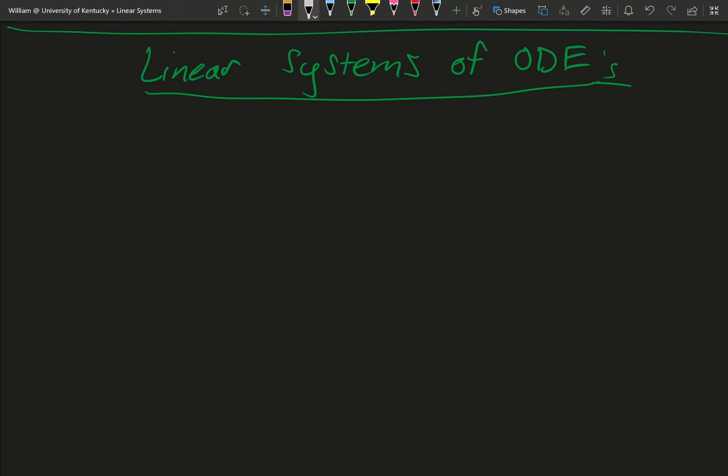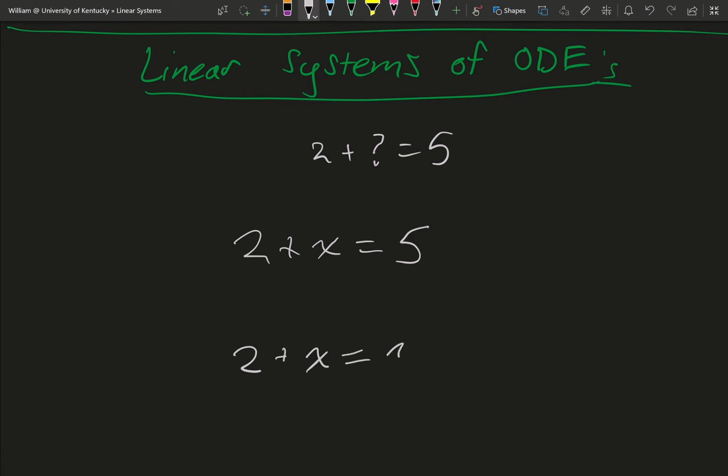Just because, for whatever reason, I like tying things back into basic algebra, you might remember when you were first learning about algebra, you probably didn't even use letters. You had a question mark, like 2 plus question mark equals 5, and then you saw, okay, it's 6. Soon after that, you got to variables, 2 plus x equals 5. But then a little bit after that, they started introducing multiple variables. So maybe 2 plus x equals y and y minus 1 equals 4.